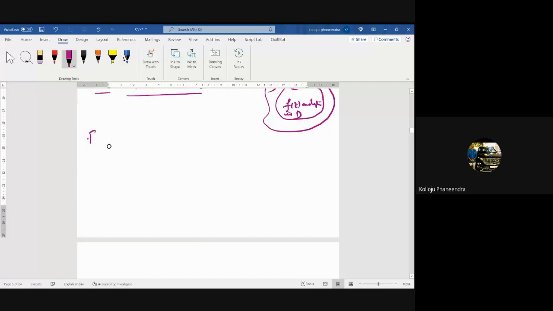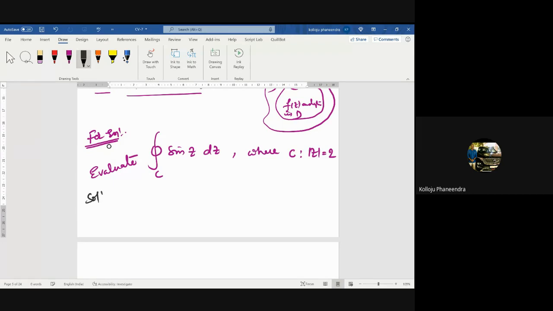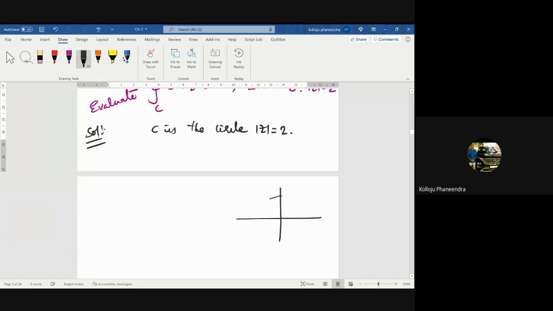For example, consider the integral over C of the function sine z dz. Evaluate the integral over C of sine z dz, where C is mod z equal to 2, or 1, you can take any one, 1, 2, 1 by 2, whatever it is, it doesn't matter. What is the solution here? First, C is the circle mod z equal to 2, meaning center at (0, 0) with radius 2 units.